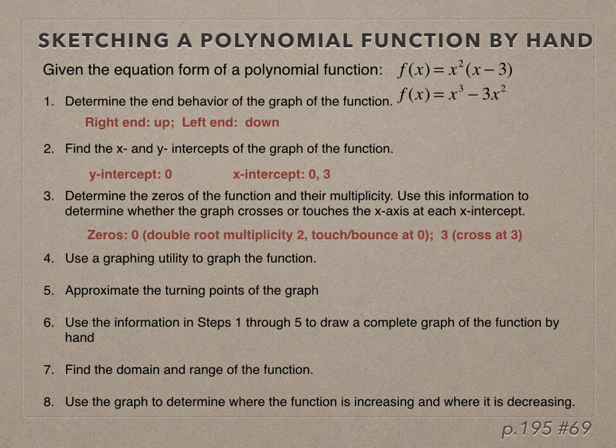So now step number 4 says to use a graphing utility to graph the function. The reason why we're doing that is we want to approximate the turning points of the graph. So in another window, I did type this into Desmos, and I saw that there's a turning point at (2, -4), and in fact it's a relative minimum. So I'm going to take this information and we'll go to a new page.